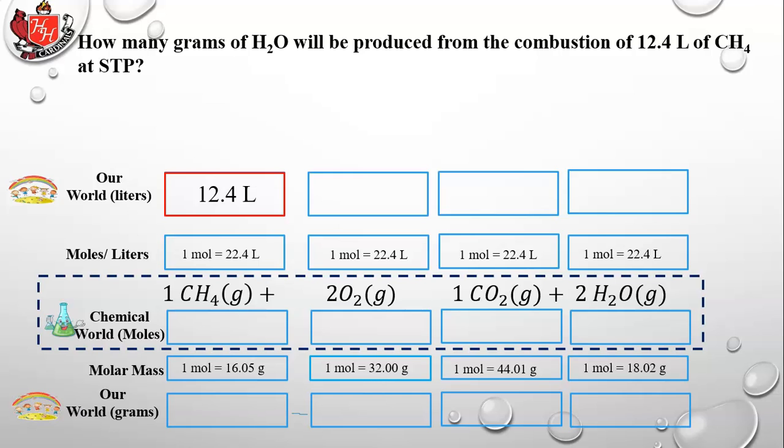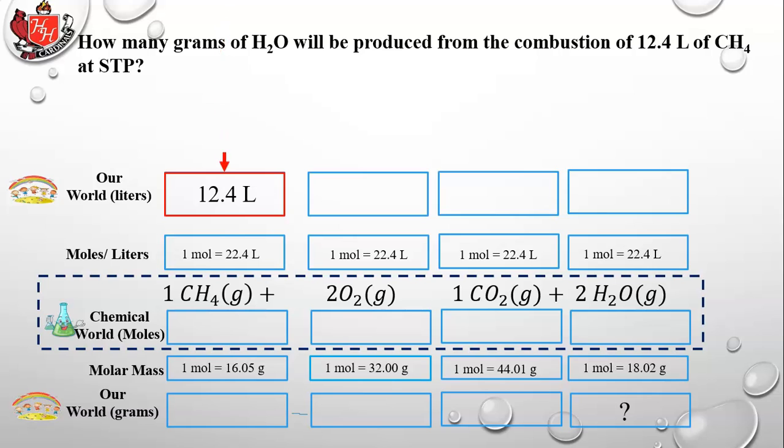So we're going to go ahead and do this. We're starting with 12.4 liters of CH4, and it's asking us how many grams of H2O. So that means our question mark is going to go down there in the bottom right, way down at the bottom in the grams row and way over on the right underneath H2O. So we need to find a path to get us from the 12.4 liters to the question mark.